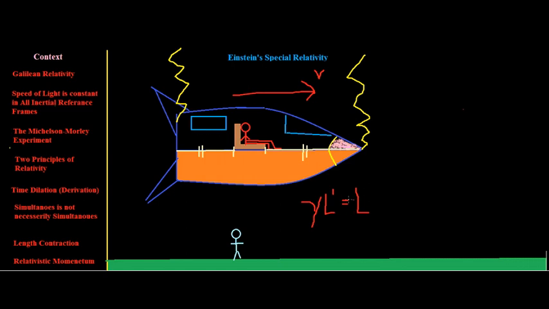Now, the original length, which is the length measured by this observer when the spaceship is stationary, is related to the contracted length by gamma. So gamma times the contracted length equals the initial length, the length of the spaceship stationary to the observer.